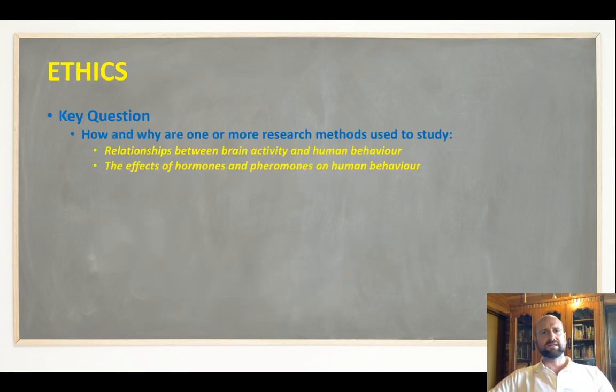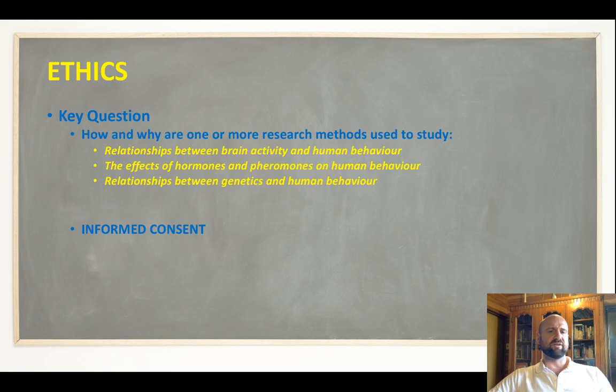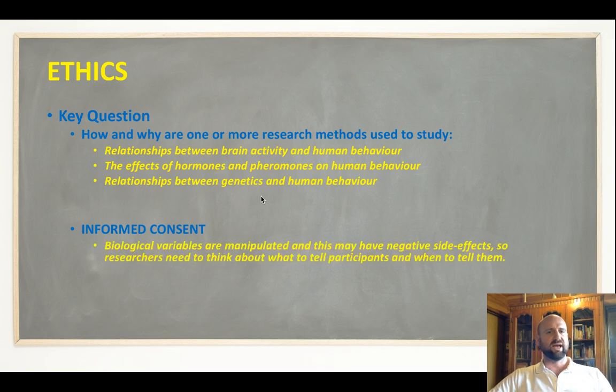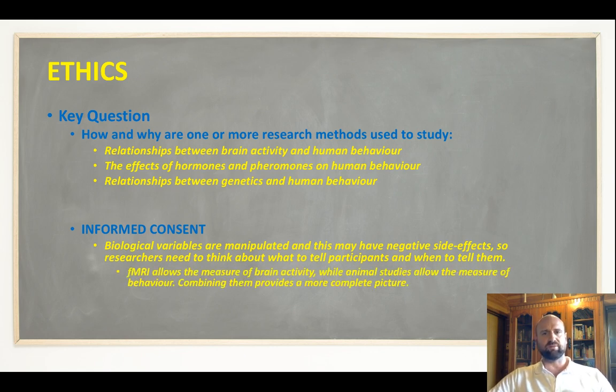Okay, ethics. What we're looking at here is linking the ethical consideration with the research methods that we've just talked about. I would say informed consent would be a really important one to look at here. If we're manipulating variables like hormones and neurotransmitter levels, this might have negative side effects. We probably need to tell people, and we have to think about when we have to tell people.